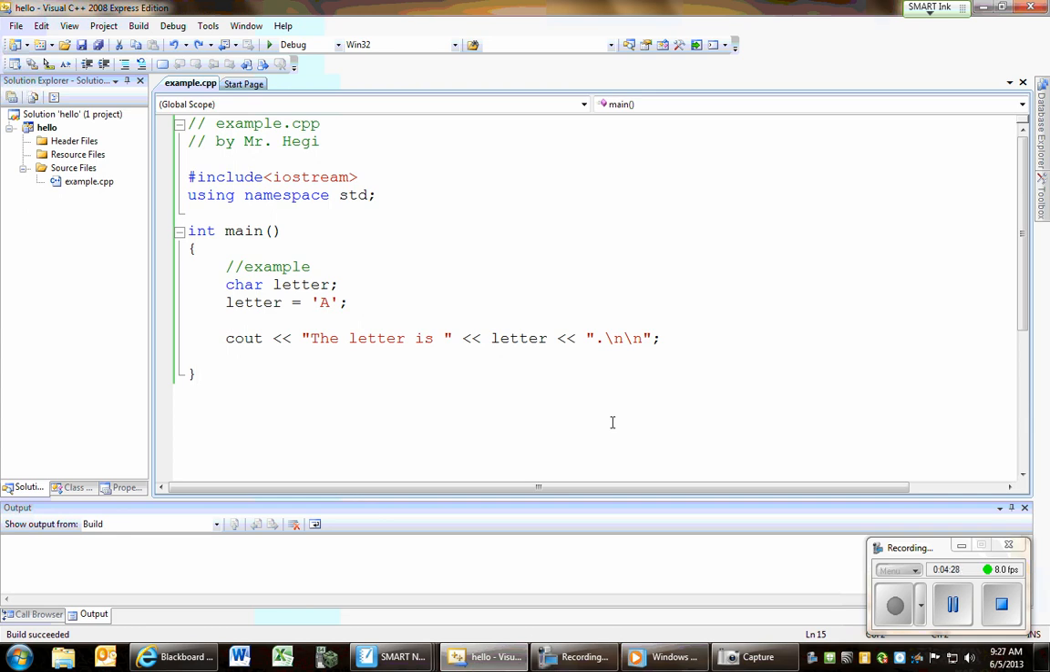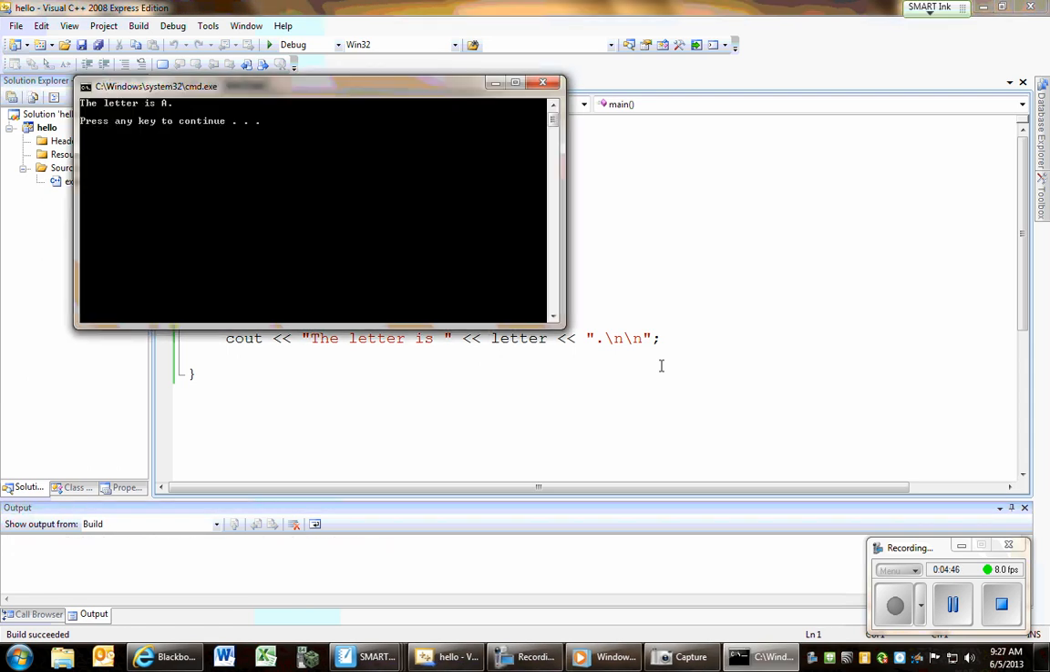So I'm going to run this. The letter A is stored in the variable named letter. So when it prints it out, it should print out the letter is A, period, enter, enter. Compile. And run it. The letter is A. Nice.